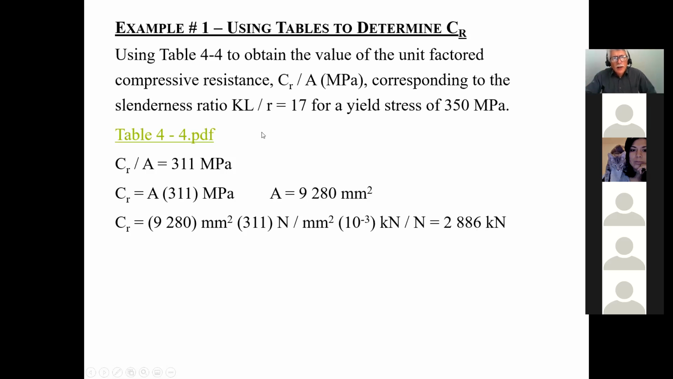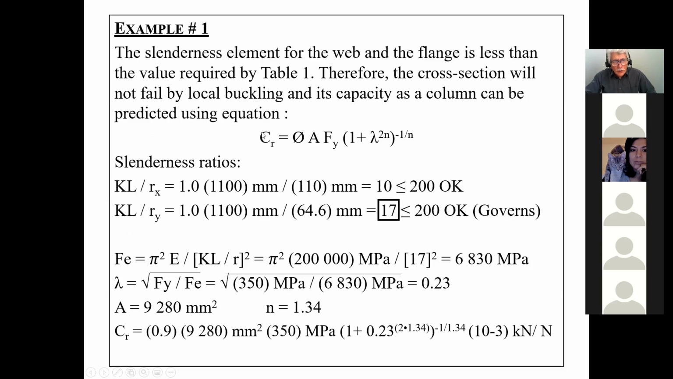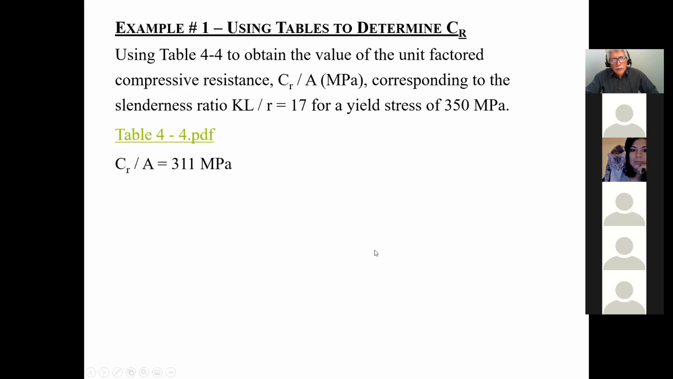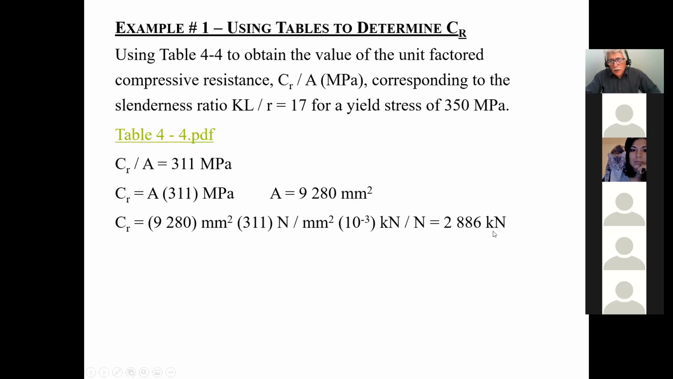But with the calculations, we got 2,881, and with this table we end up getting 2,886. Now, it could be a question of rounding off, but guys, trust me, it's not 5 kilonewtons that's going to be making a difference here. So that tells me that this table is relatively good, and therefore I can use it with a certain level of confidence because I've checked it by using the formulas. So this answer is as accurate as 2,881 kilonewtons.